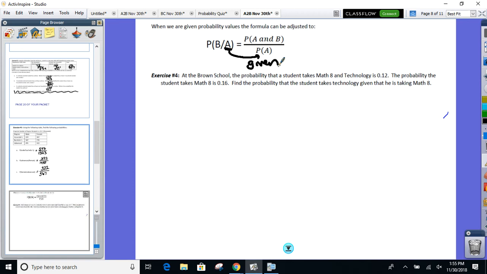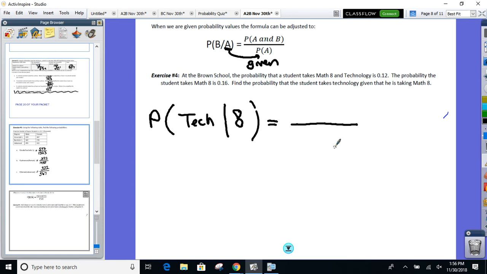So using this new formula, ready? What's the probability? Let's see. Student takes technology. I'm just going to put tech. Everyone all right with that? Yeah. Given they're taking Math 8. I don't know how many people are taking Math 8, but I can use the formula now. On top, in the conditional, should be both. What are the chances they're taking tech and Math 8?